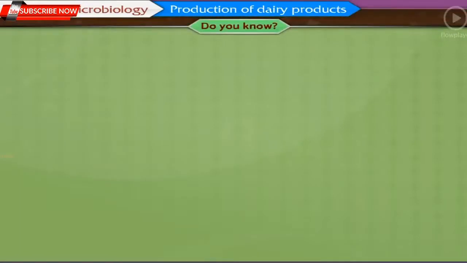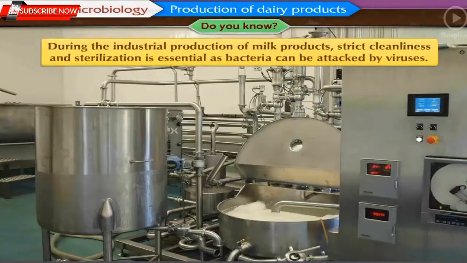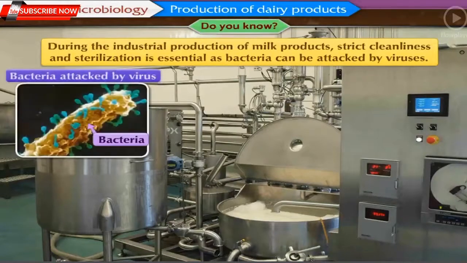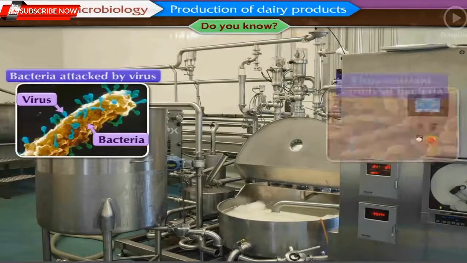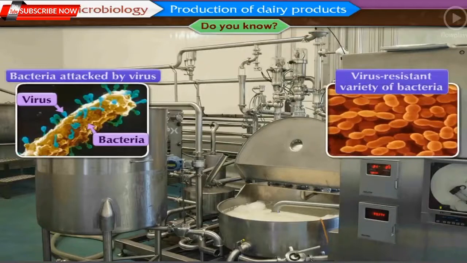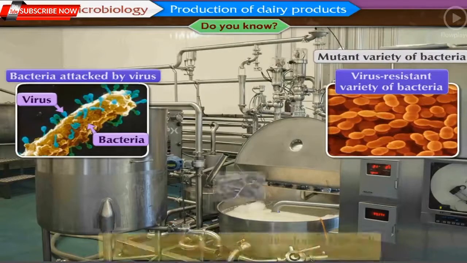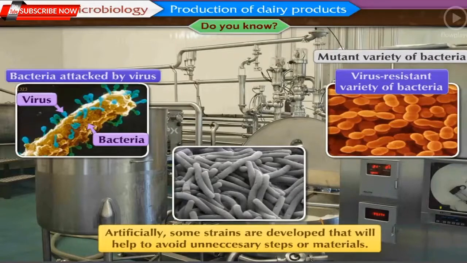Do you know? During the industrial production of milk products, strict cleanliness and sterilization is essential, as bacteria can be attacked by viruses. Hence, virus-resistant varieties of bacteria are developed. Recently, the use of mutant varieties of bacteria has increased. Artificially, some strains are developed that will help to avoid unnecessary steps or materials.